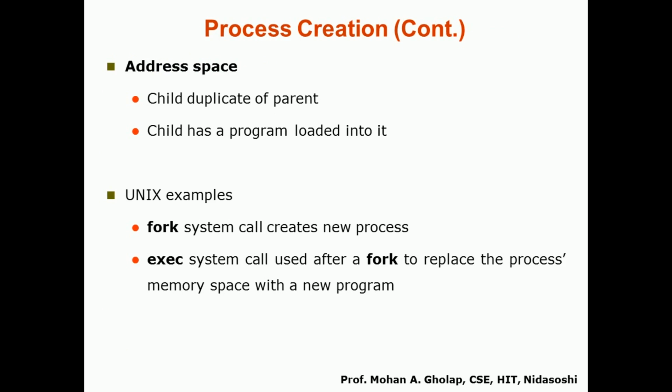The third discussion is with respect to the address space, because we know that whenever a new process is created, every process will have its own address space. So what about the child process whenever a new process is created by the parent process? Here also we have two things again. The first one is child is a duplicate of the parent, and the second one is child has a program loaded into it. Based on this only you'll come to know how exactly the address space is shared.